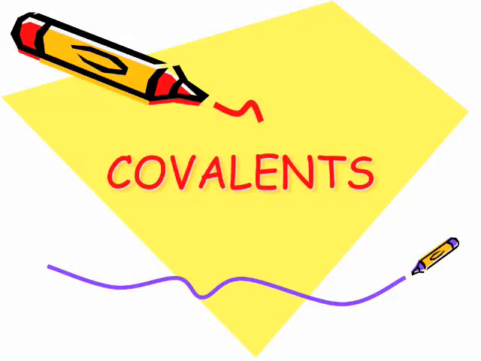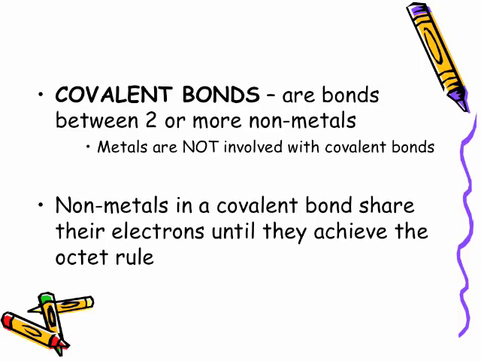Covalent compounds. Covalent bonds and covalent compounds are the focus of today's lesson. Covalent bonds are bonds that are formed between two or more nonmetals. So we're looking now at the right of the aluminum staircase. Metals are not involved at all with a covalent bond. Nonmetals in a covalent bond share their electrons until they achieve that stable octet, or they pretty much achieve the octet rule.